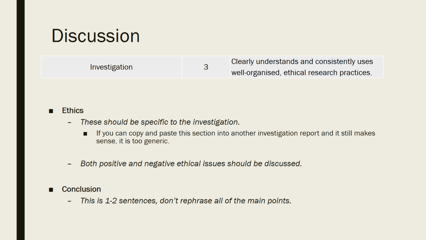Again, they have their own performance standards, so make sure you have good coverage. In relation to ethical research practices, this standard also relates to your conduct in class during the investigation and data collection. While it's easy to reproduce the same basic ethical principles each time, such as informed consent and voluntary participation, it is really important that you discuss ethical issues specific to the investigation used. If your ethics paragraph can be copied and pasted into a different investigation report and still makes sense, it is not specific enough. You also need to ensure that you discuss both positive and negative ethical issues.